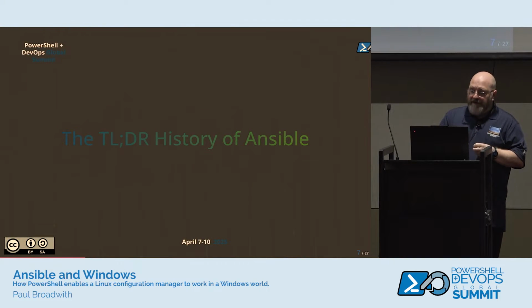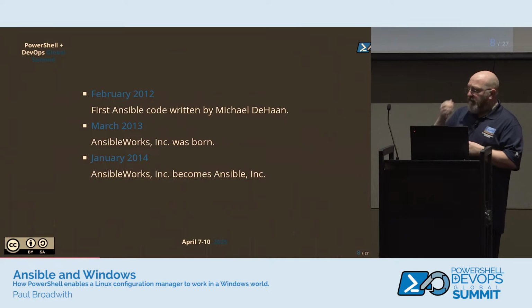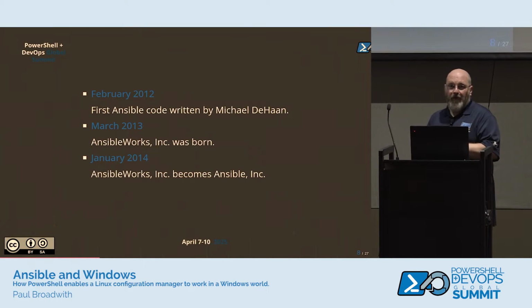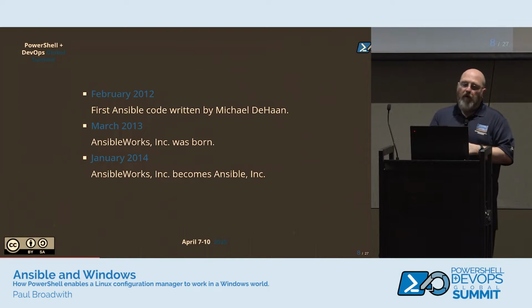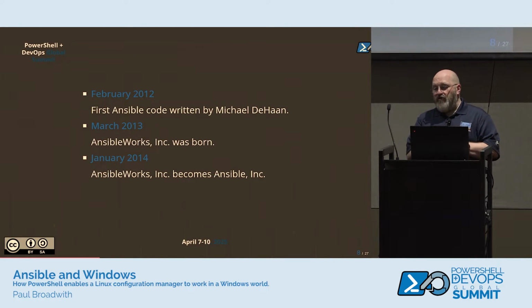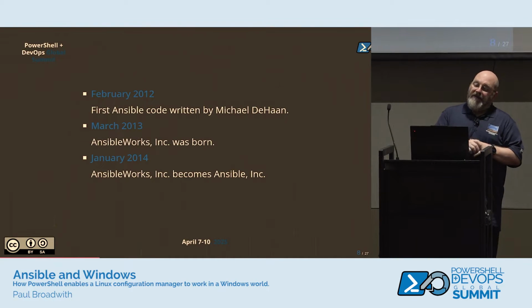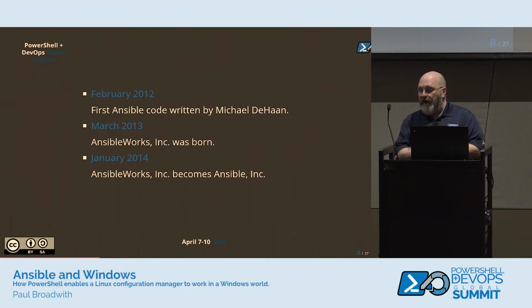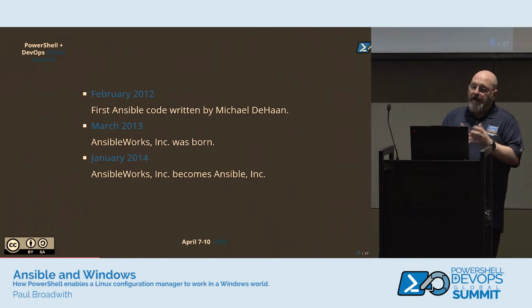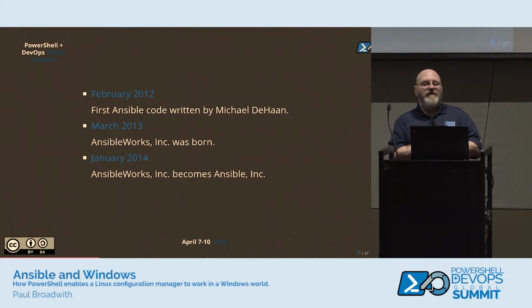So the too long didn't read history of Ansible. Ansible was first written in 2012, and the first code was put down by Michael DeHaan, who worked at Red Hat and Puppet. Michael worked on a couple of products at Red Hat called Cobbler and Funk, which is the Fedora Unified Network Controller. I'm glad I remembered that. He also worked on Puppet as well. So he took the learnings of both of those companies and put together Ansible. That was when the code was first written, just over 13 years ago.